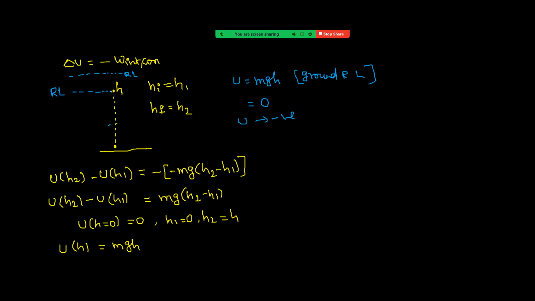Because while solving problems, we are interested in the change in potential energy. It is not about the absolute value. That's why we can choose any reference level according to our convenience. So this is the potential energy for the Earth-particle system, where h is the height from the reference level, and that reference level is completely our choice.